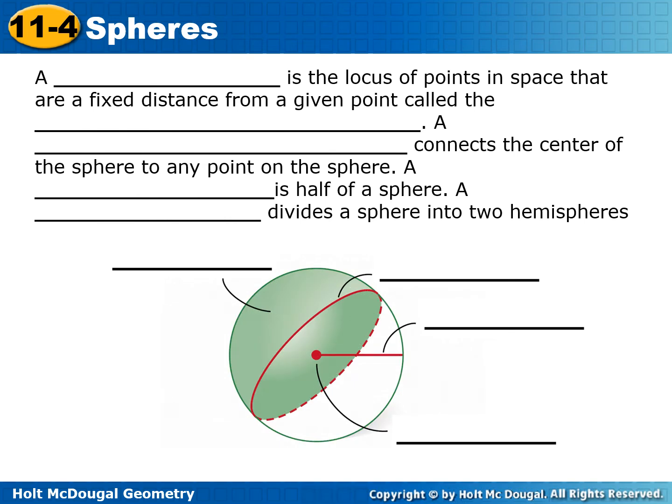Let's take a look at some of these vocabulary words that we need to know. So, a sphere is a locus of points in space that are a fixed distance from a given point. And that given point is called the center of a sphere.